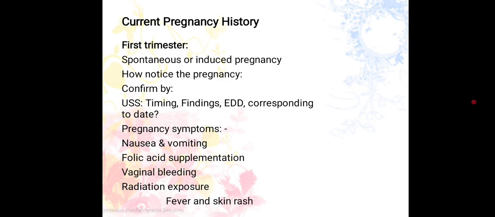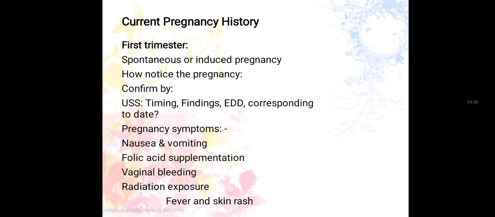As a continuation of obstetric history, there is a certain question related to each trimester. In the first trimester, ask about pregnancy. Is it spontaneous or induced? How did the patient diagnose her pregnancy, and the confirmation method. Ultrasound scan, if done, the timing.